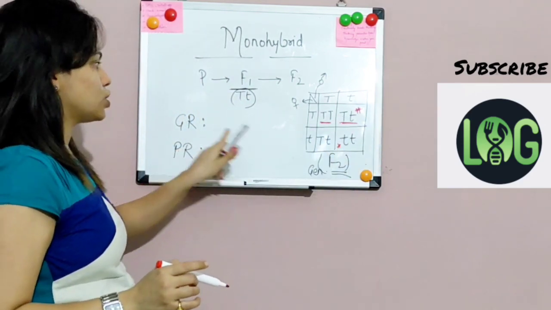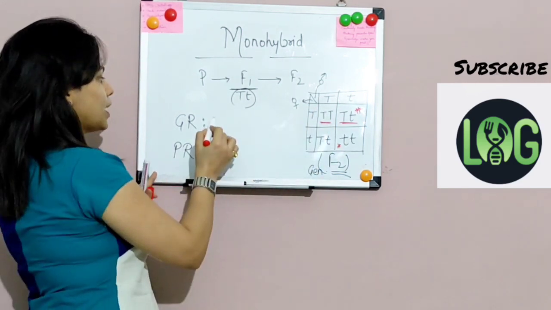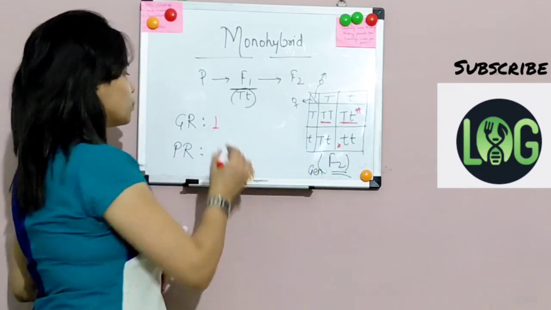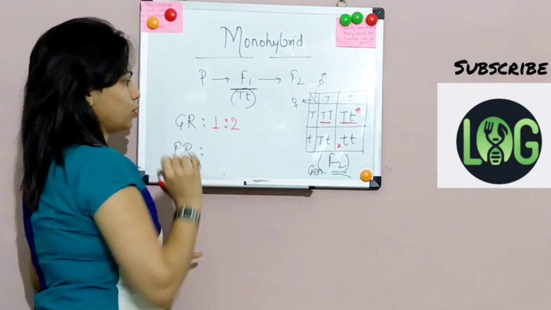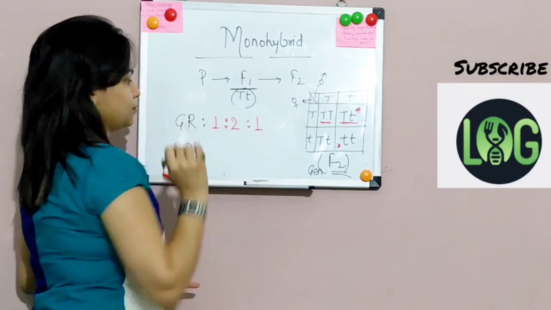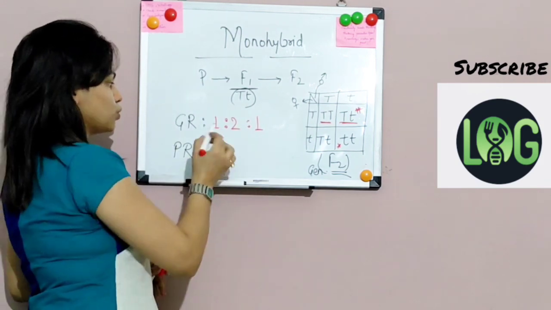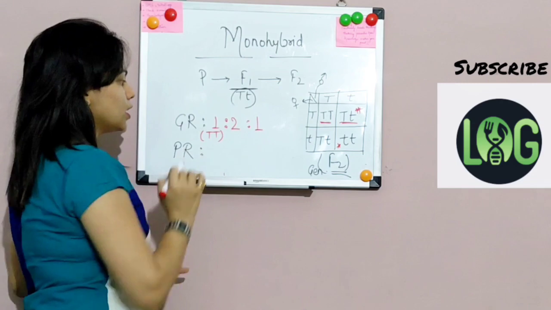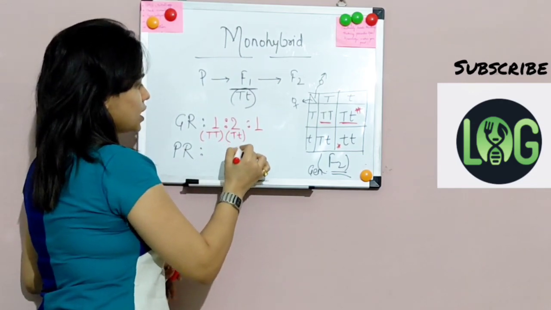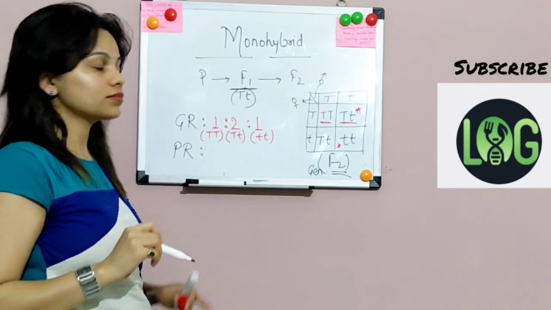In the genotypic ratio, this kind of genotype is in 1 copy only, so we will write 1. This type of genotype is in 2 copies, so we will write 2. And this one is again in 1 copy, so 1. So 1:2:1 is going to be the genotypic ratio, where this one is capital T capital T, the homozygous dominant, this 2 is capital T small t, the heterozygous tall, and this one is small t small t.